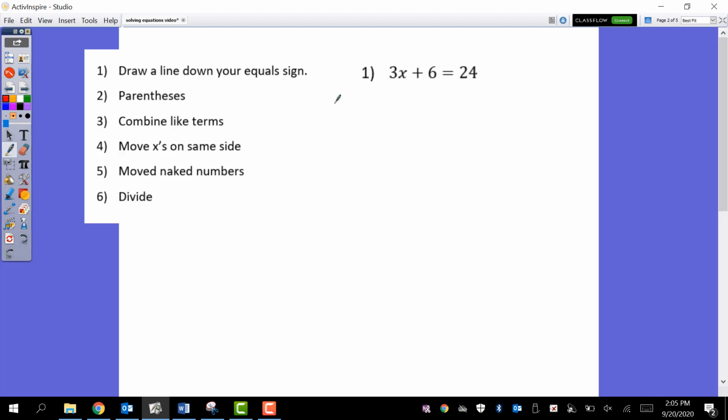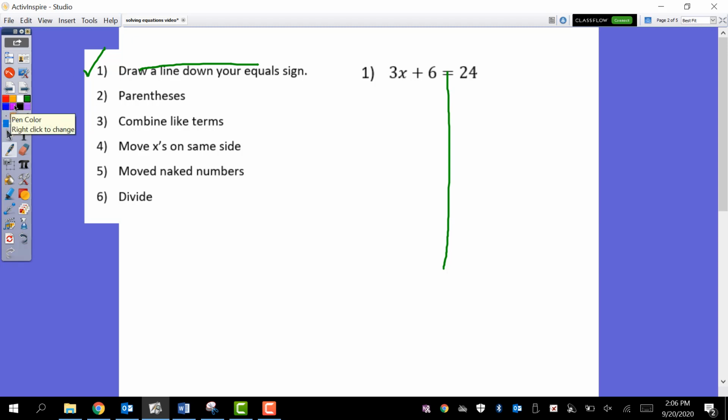Go ahead on this next one. Go ahead, write this down. 3x plus 6 equals 24. And we're going to solve it together. And as you can see, I have the steps up for every single question. So I can follow the steps every single time. So step 1, draw the line down the equal sign. So here, where's my equal sign? Right here. Draw the line. Separate my sides. Check.